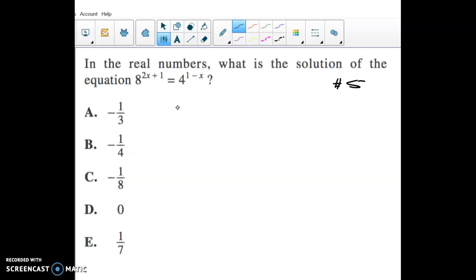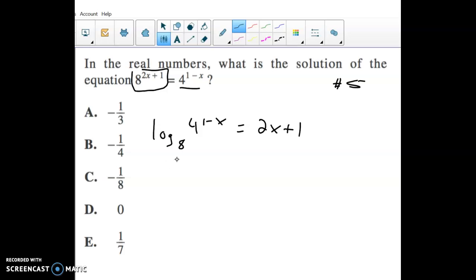Other than that, I think this is going to be a little bit goofy, but I'm going to try switching forms. I'm not sure if this is actually going to help, but I'm going to take this side and say I have a log with a base of 8, and log means find exponent. So on this side I write my exponent, 2x plus 1, and this would be my value. So I'd have 4, 1 minus x, which is still a little weird.